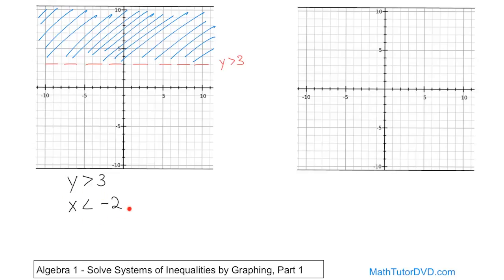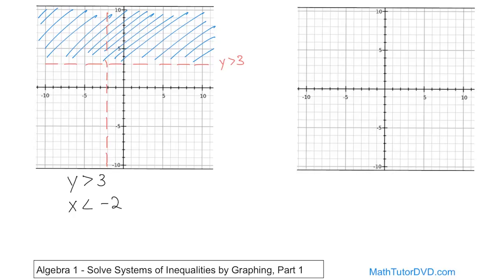Now let's go to the second one. How do you look at this? Well, we pretend that there's an equal sign there. That would be, as we've covered before, a vertical line at x equals negative 2. Here's negative 1, here's negative 2, so it's a vertical line that goes up and down like this. There is no equal sign here, so just as before, we do a dotted line to represent that.